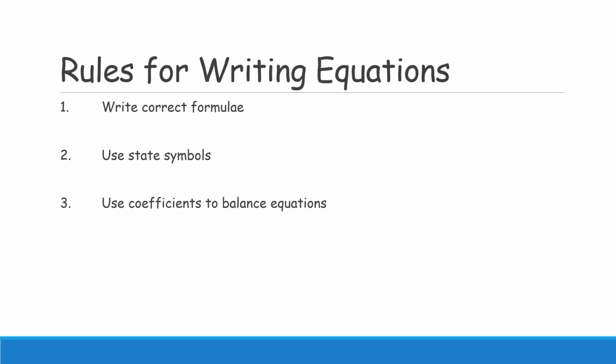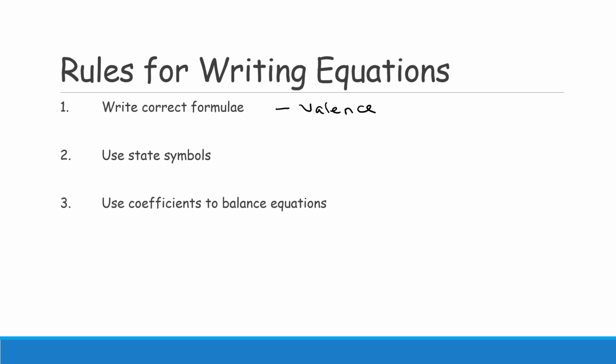Now, in order to write a correct equation, you must follow the following steps. First step, you have to write correct formula. If you don't write correct formula, you're doomed from the start. So always write correct formula. Now, the formula are dictated by valence. So if you don't know your valencies and can't write a formula, you're in trouble. So once again, learn your valencies.